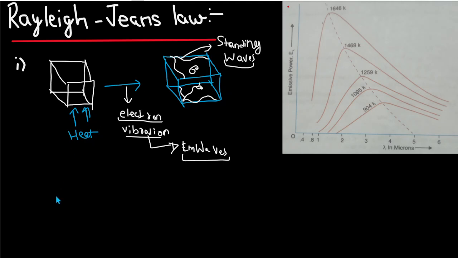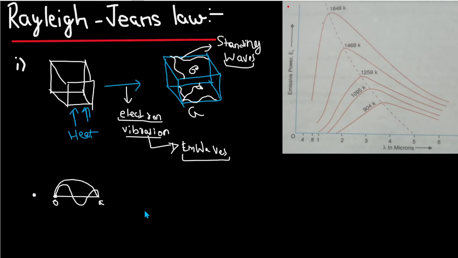We all know that the nodal points of this standing wave are from 0 to a, where a is the side of the cube. The nodal points of the standing wave are at 0 and a, and like that, this is your first wave, this is your second wave, and this is your third wave. So the nodal points are on the sides of the cube.